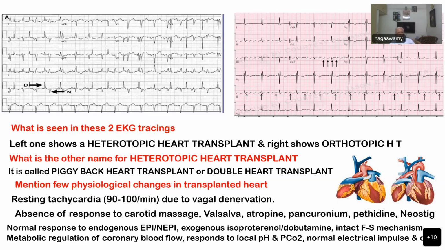So if you know this physiology, you can give anesthesia for a patient who comes for an incidental surgery with a transplanted heart. That is going to be very frequently happening in future, because many patients undergo heart transplant, and they may survive for another 5 years or 10 years, and they may come for an incidental surgery. So you have to know all the behaviors of the transplanted heart, then you can manage them easily.